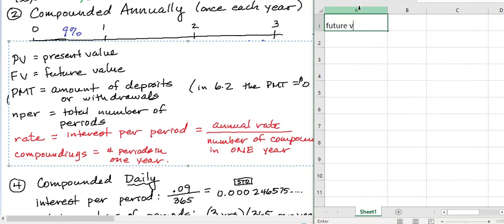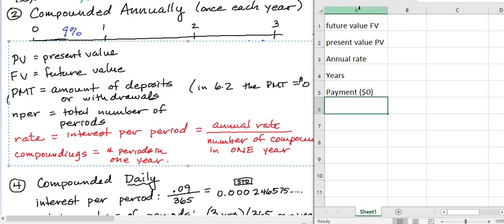I'm going to want the future value, which is FV. I want the present value, PV. I want the annual rate. I want the number of years of the investment. And the payment amount, if any. So again, in this section, we're not going to be adding or subtracting anything from our original principal, so our payment will be 0. Then we're going to calculate the number of periods, which is called N per, and then we're going to find the rate per period.